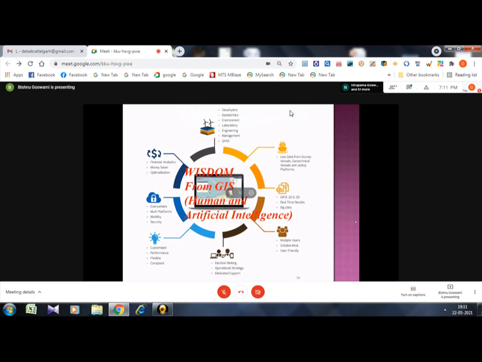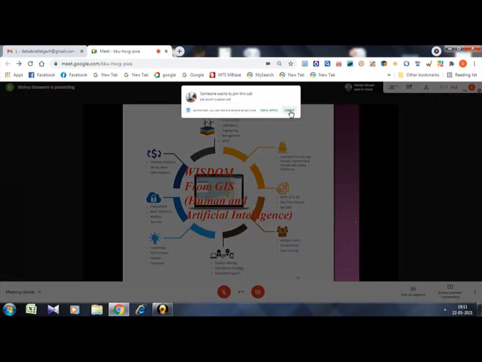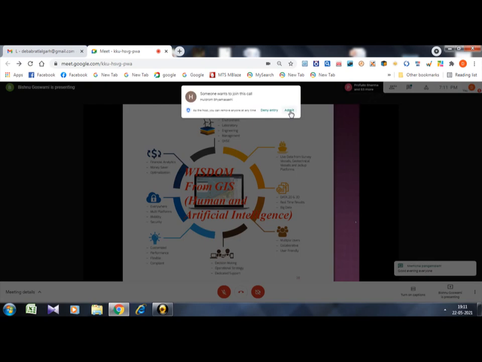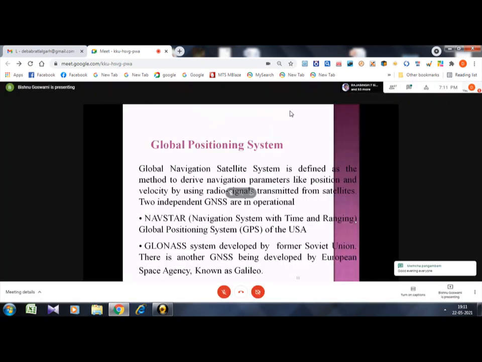This can also be for survey vessels. Recently in the news, there was a cyclone near Mumbai, and these vessels were caught in the wind, and many people died. We can have wisdom from GIS, and we can prevent this from happening, although there was scope for human errors in that particular case.